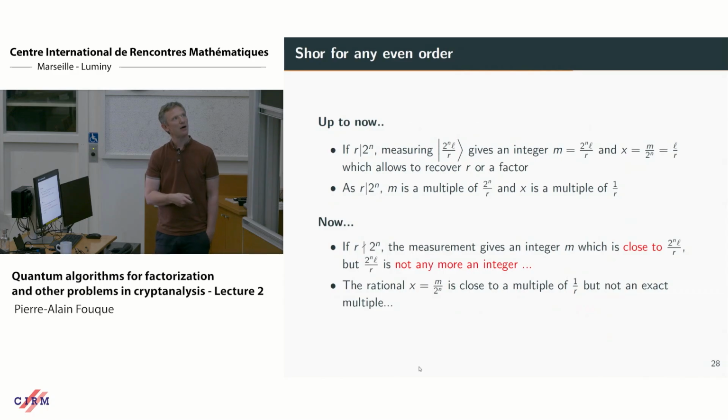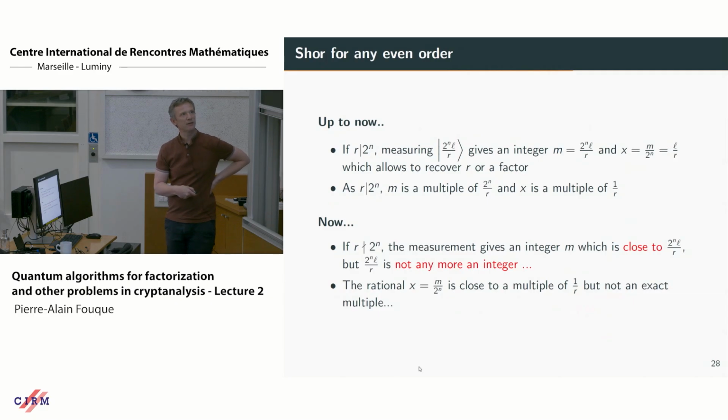Now, if r is not divisible by 2 to the n, I cannot say that the integer that I got, I remind you that after my second observation, so I have n different qubits, and it defines me some integer. Okay? But this integer, it's not exactly this integer. It's close, in fact, to this value because this is not an integer, but a rational value. Okay, so I have an integer that is close to this rational.